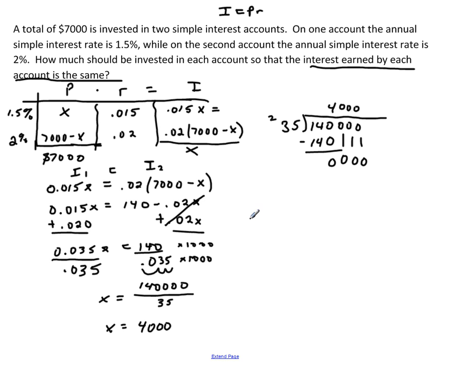So in answer to our question, at 1.5% we should invest $4,000. That's x. And at 2%, we should invest 7,000 minus x, which is to say $3,000, in order to make sure that we have the same interest amount in both accounts.